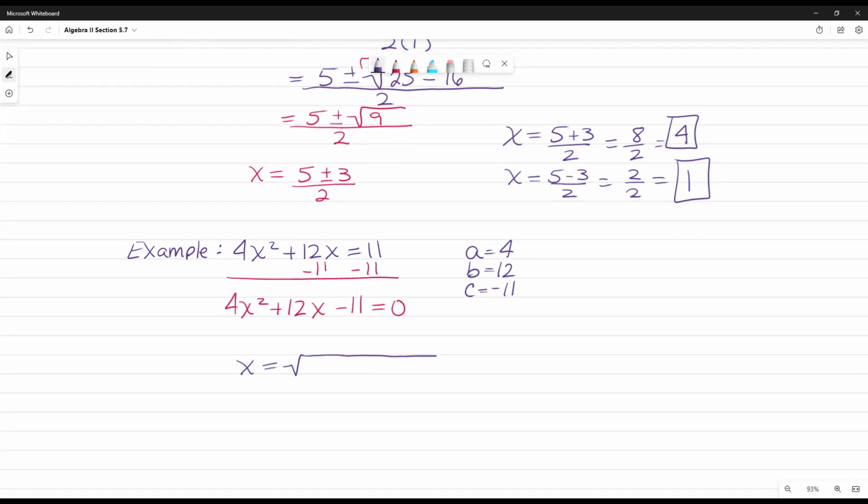Have we memorized it yet? Negative B, plus or minus the square root. The quadratic formula. Okay, so negative B plus or minus. Negative B is out of the square root. Oh, right. Sorry. Negative B plus or minus the square root of B squared minus 4AC over 2A.